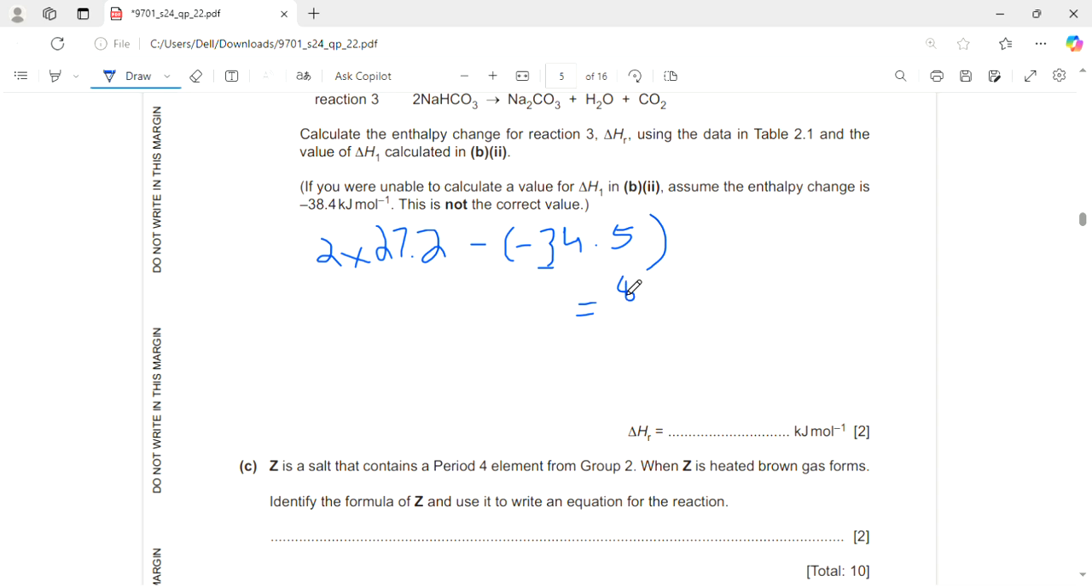So 88.9, which is endothermic, right, plus 88.9.